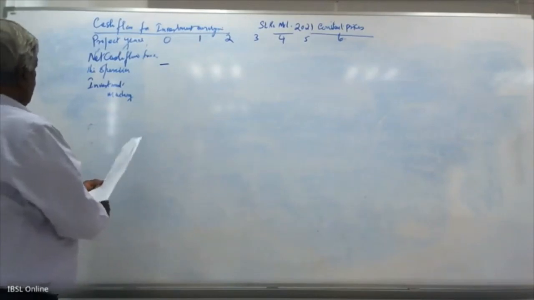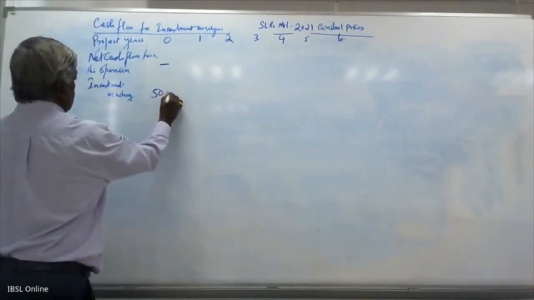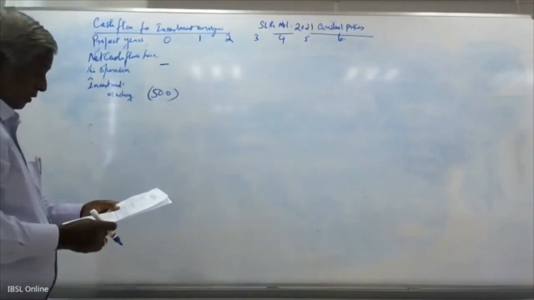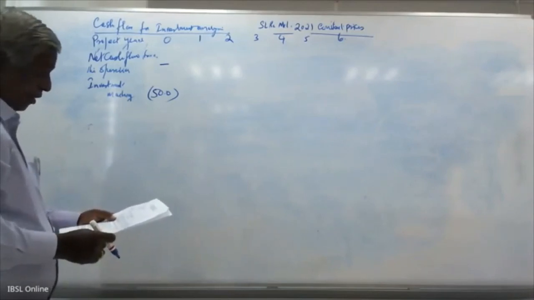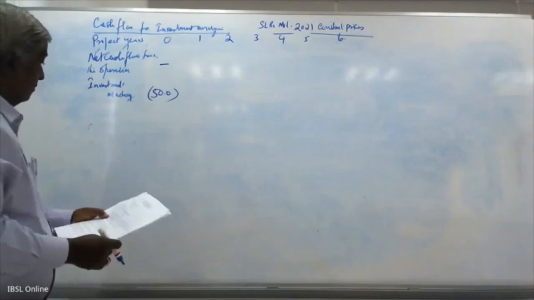50 million. So investment on machinery 50 million. This bracket outflow, cash outflow. Cost of the plant and machinery will be 50 million. The cost of installation, training of workers, test running and other expenses will be 3 million.